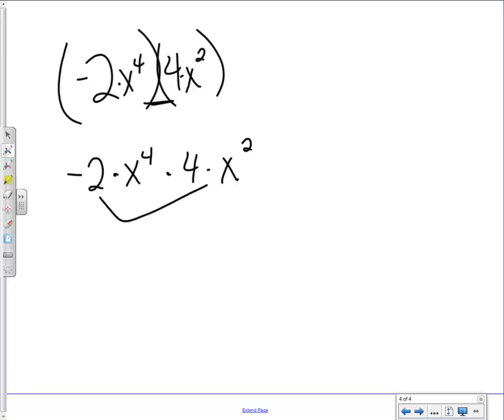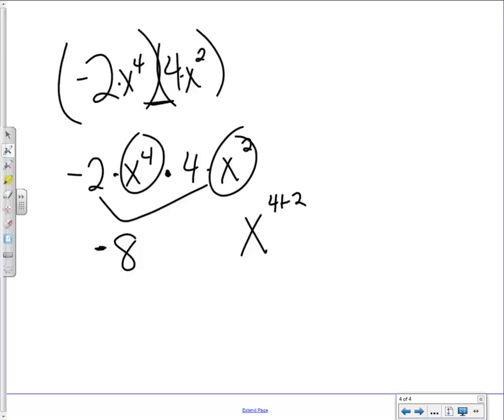So I know that I want to put my numbers together. 2 times 4 is 8. Signs are different, so the answer is always negative. And then these two, the bases match, right? They're both x. And since it's a multiplication problem and the bases match, I get to add my exponents. And so this becomes x to the 6th. So my final answer is negative 8x to the 6th.